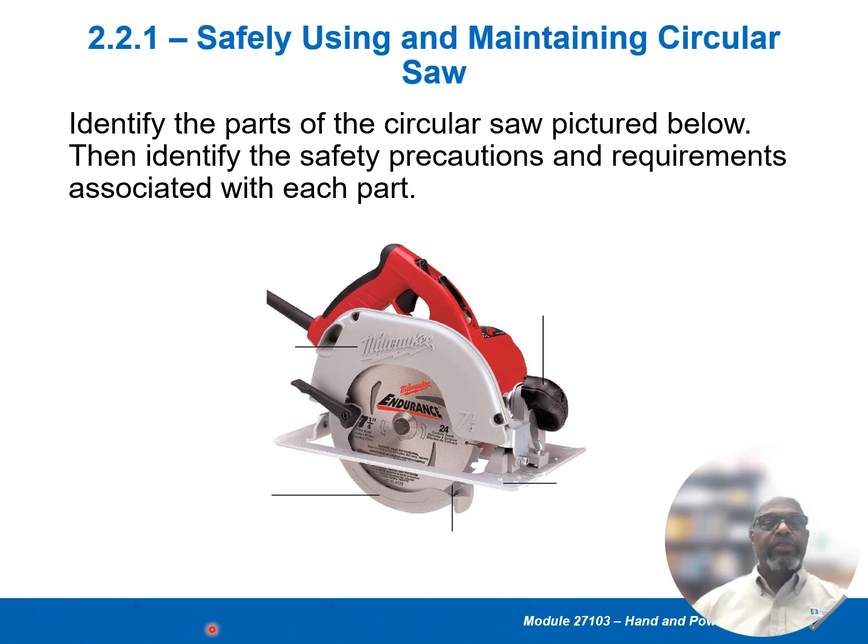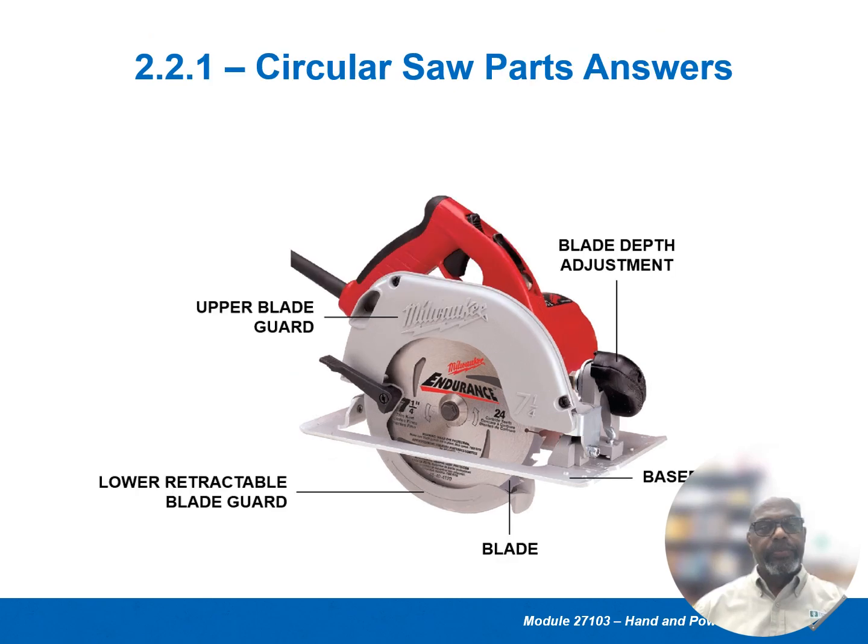So identify the parts of the circular saw in the picture below. Then identify the safety procedures, precautions and requirements associated with each part. So let's take a look at this. See if we're looking at these different parts here. Okay, see if you can identify. It's in your book, but see if you can remember any of these.